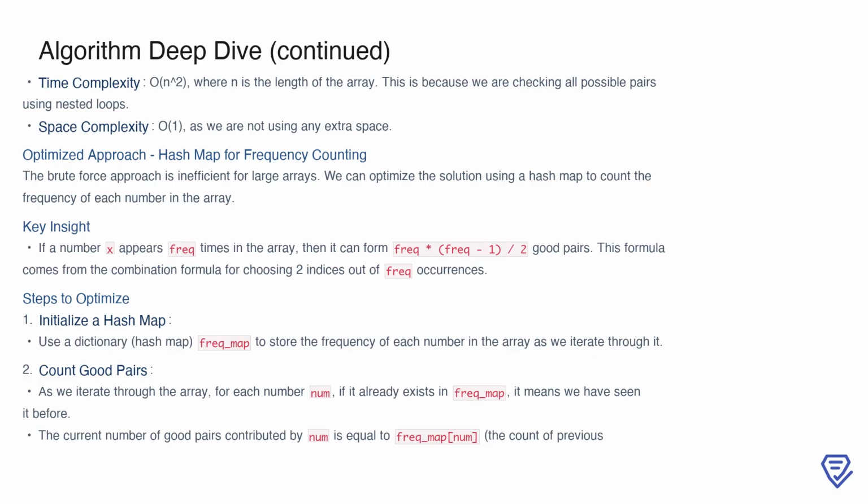To optimize this, we can use a hash map to track the frequency of each number in the array as we iterate through it.